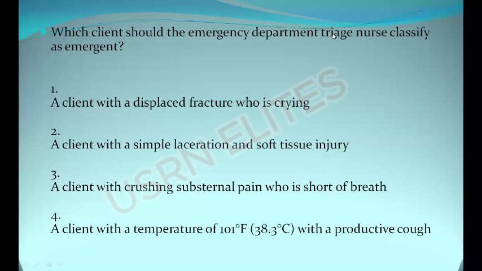Let's look at this one too. Zoom user, please change your original name, okay? Let's continue. Which clients should the emergency department's triage nurse classify as emergent?